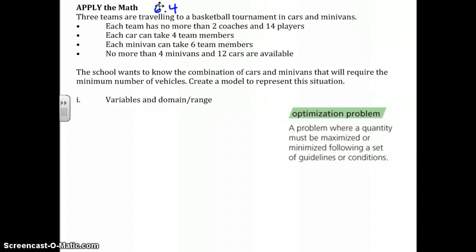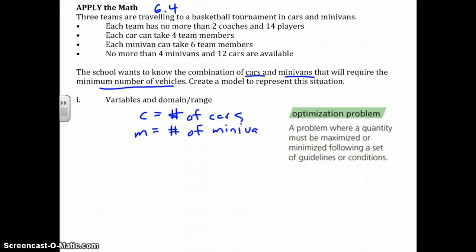Okay, so the first thing we want to do is to identify our variables and our domain and range. What we're looking at is the combination of cars and minivans that will require the minimum number of vehicles. So those are our variables. C will be our number of cars, and M will be our number of minivans. So that's what this question is really looking at, the numbers of cars and the numbers of minivans.